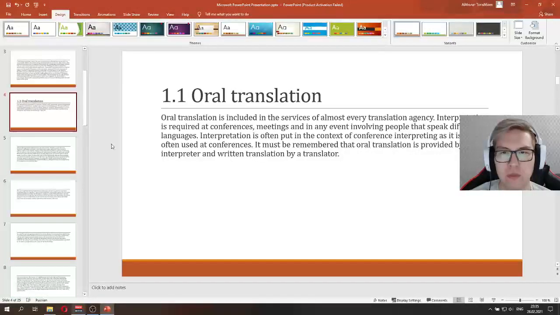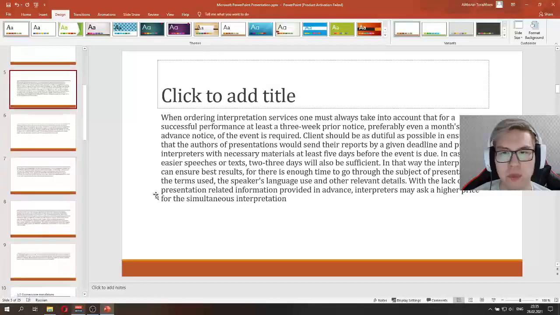So, oral translation is included in the services of almost every translation agency. Interpretation is required at conferences, meetings, and in any event involving people that speak different languages. Interpretation is often put in the context of conference interpreting, as it's most often used at conferences. It must be remembered that oral translation is provided by an interpreter and written translation by a translator.